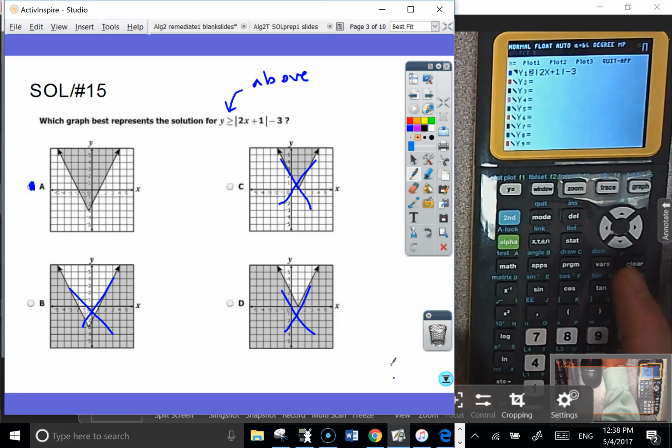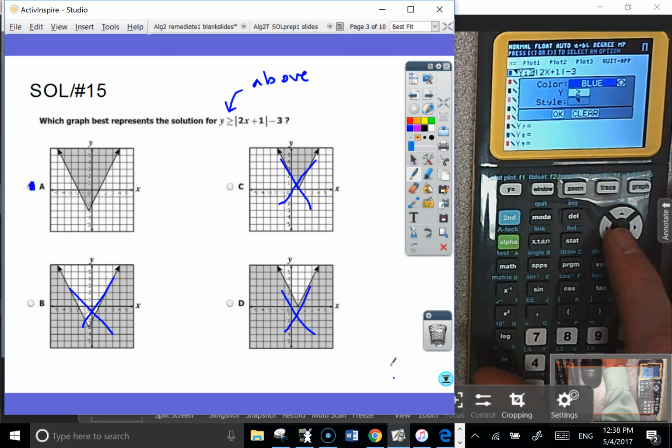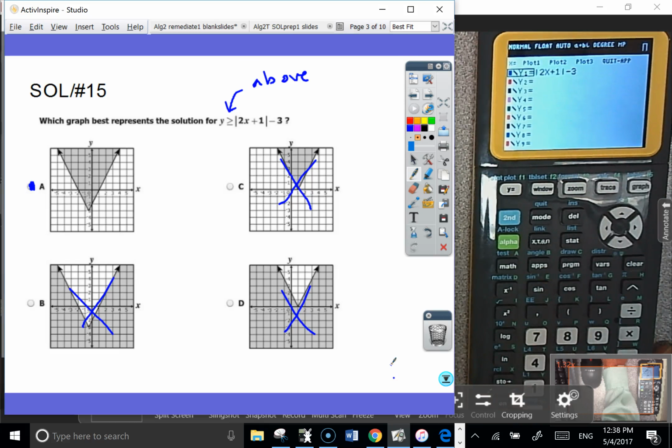Here's another thing about the inequals app. So let me clear this. So enter. Let me take that off. Equals. Okay, and let me clear that. Clear.